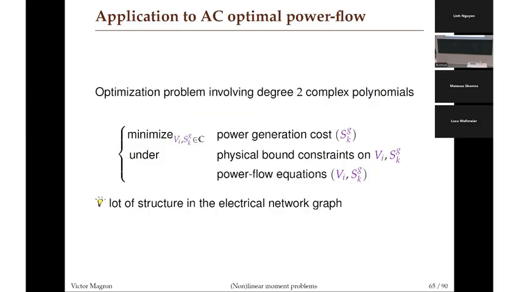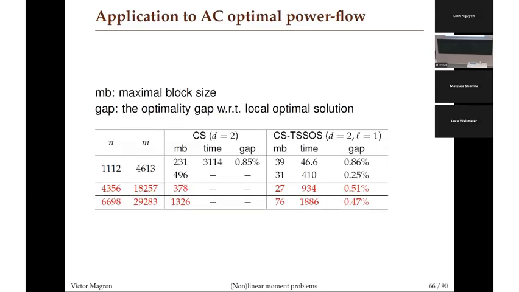But there is a lot of structure in the electrical network graph that you can exploit. In particular, you can exploit correlative sparsity and term sparsity. Here on the left, only correlative sparsity is exploited, and on the right, we do the combo. So we exploit both correlative and term sparsity. Let me tell you a little bit about the different data.